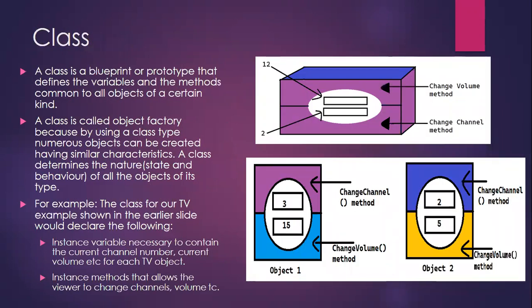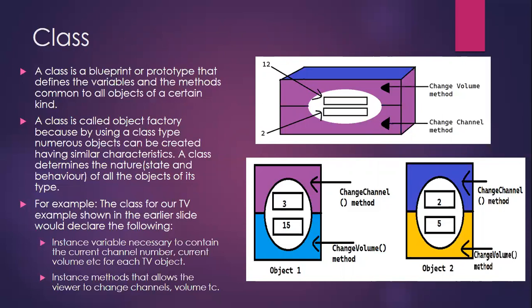Class. Based on the fact that we have already talked about the TV object, we are now going to enumerate how the objects can be described using the TV class. A class is a blueprint or prototype that defines the variables and the methods common to all objects of a certain kind. So a TV is a universal name, but based on the concept of TV functionality, multiple TVs are made, and we can say that they are objects of a certain TV class.